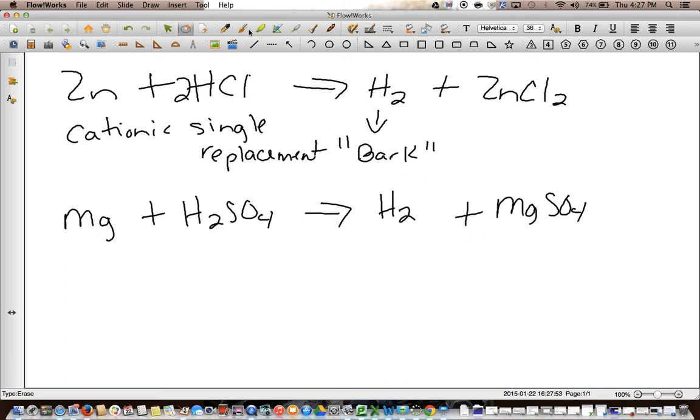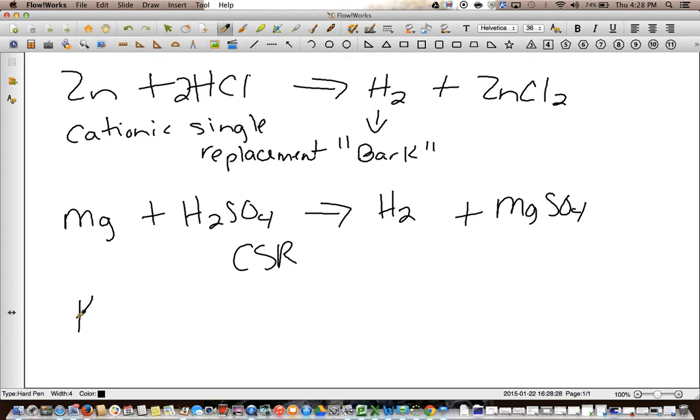All right, so we've got our products written down. Let's take a look at balancing them. 1 Mg, 1 Mg. 2 hydrogen, 2 hydrogen. 1 SO4, 1 SO4. We're done. It's a cationic single replacement, and it produced the hydrogen gas that we wanted. So when I ask what produced the hydrogen gas, it's not sulfuric acid or hydrochloric, it's the hydrogen gas that produced the bark. We just had to kick it out to get there. Typically the best way to do that is a single replacement, but we may have done decomp, something like that. You just are looking for the bark.